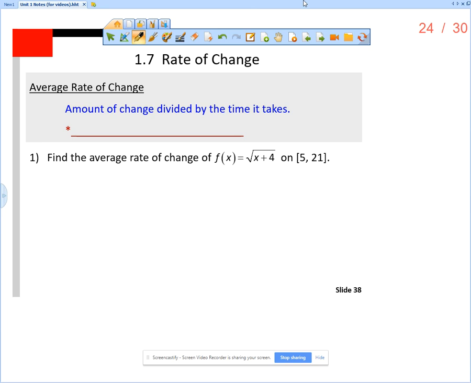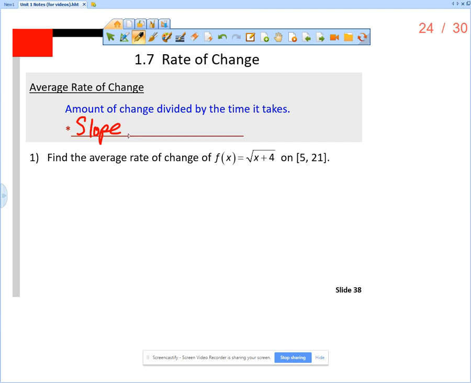So in section 1.7, we are talking about something that we refer to as rate of change. Initially, we're going to be talking about the average rate of change. The average rate of change is the amount of change between two particular points divided by the time that it takes. Now, this is really not a new idea. This is actually just the idea that we know to be slope.